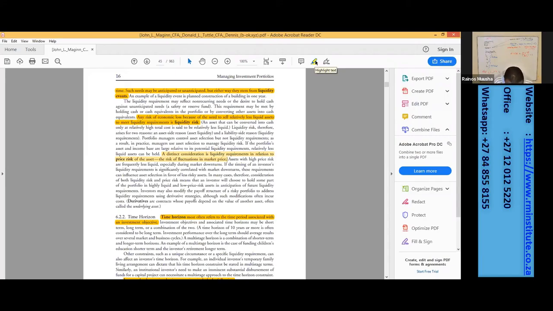So are there any questions regarding liquidity needs before we look at time horizon? Any questions?